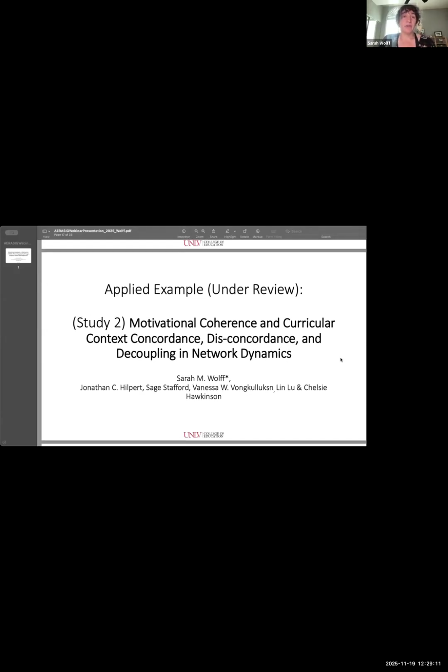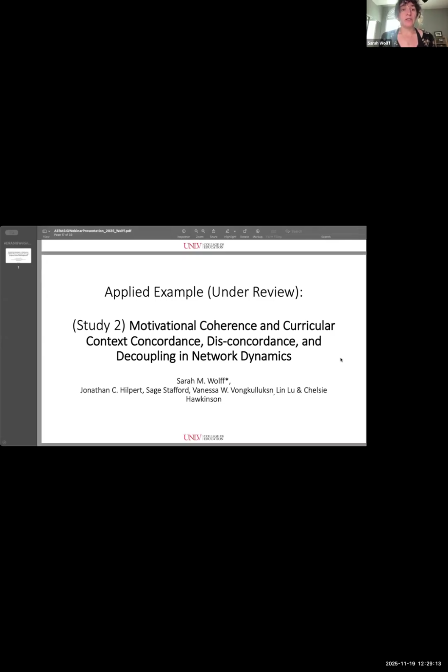So this is an applied example. It's a paper that's under review. This is study 2 of this paper, and we did something a little bit unique in the second study. Hopefully this is under review with JEP, so hopefully this will be published in the next 6 months or so.